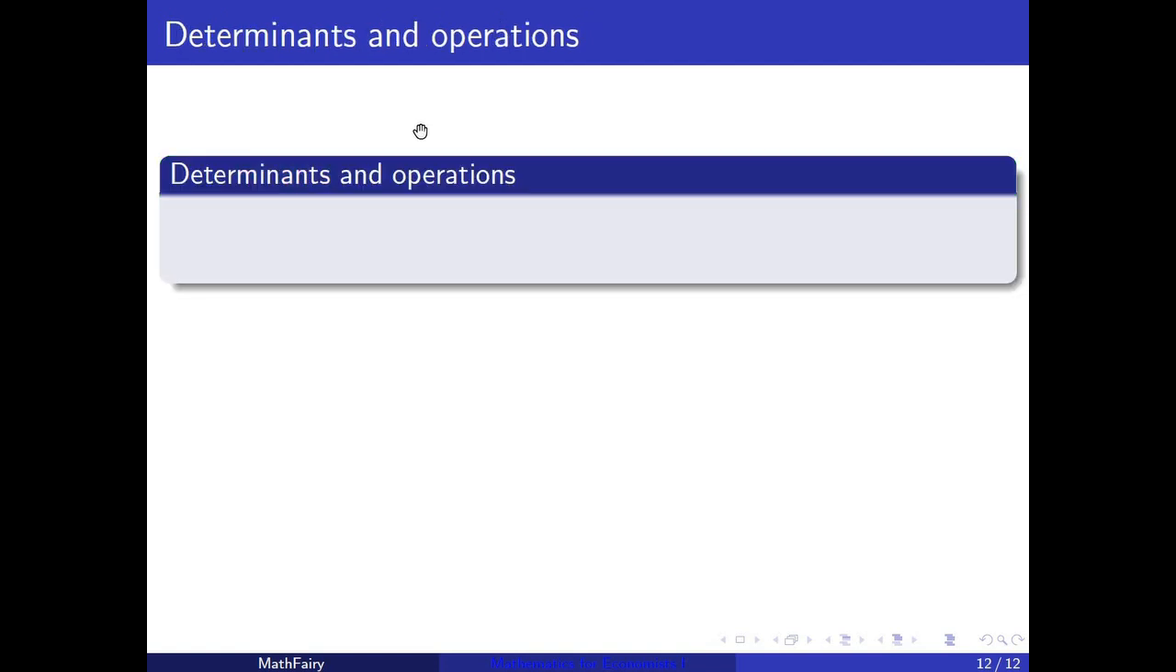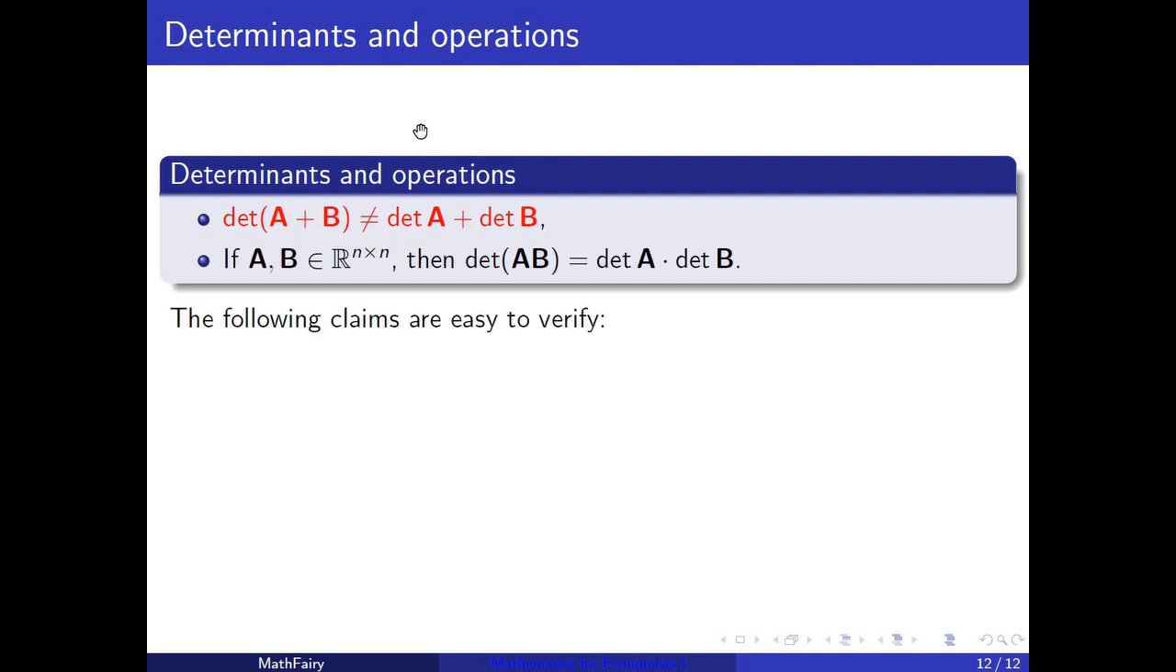Now let's take a look at some rules of determinants, how they interact with algebraic operations. First, a non-example. It is not true that the determinant of the sum of two matrices is the sum of the determinants. So we cannot use this as an identity because it's not true. It is, however, true that the determinant of the product of two matrices is the product of the determinants. The following couple of claims are easy to verify. See for yourself if you can give reasons as to why they would be true. For some of them we already have seen examples.